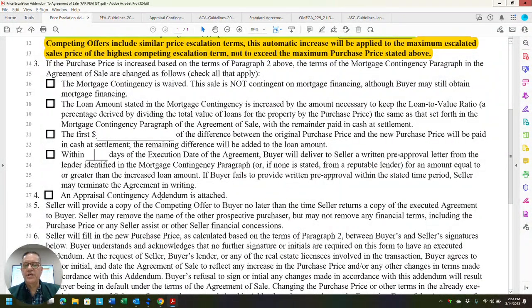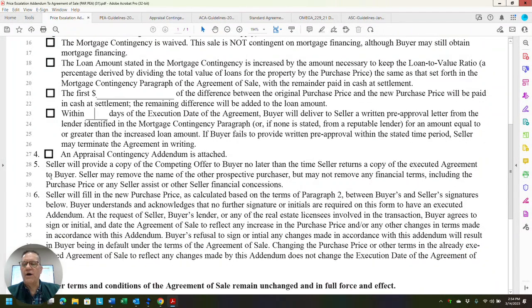An appraisal contingency is attached. If you're attaching an appraisal contingency to this addendum, make sure you check that box as well. And there is a training session on how to do an appraisal contingency addendum and how to fill one out and the value of that.